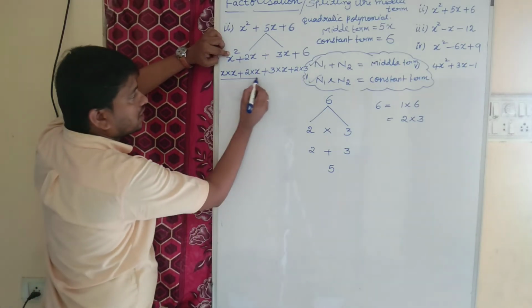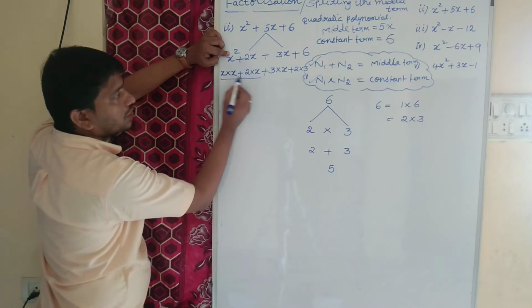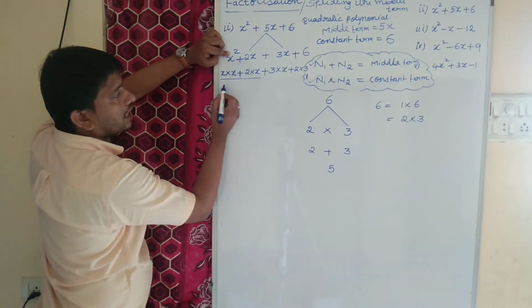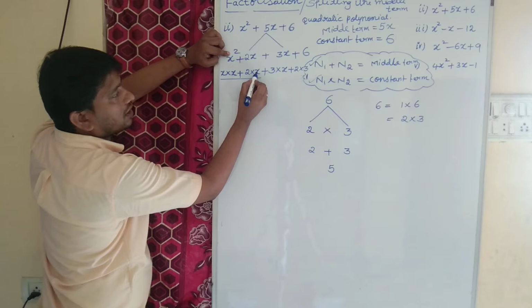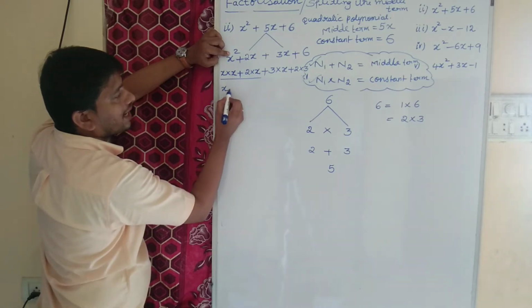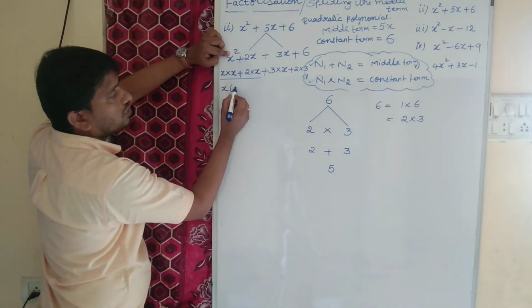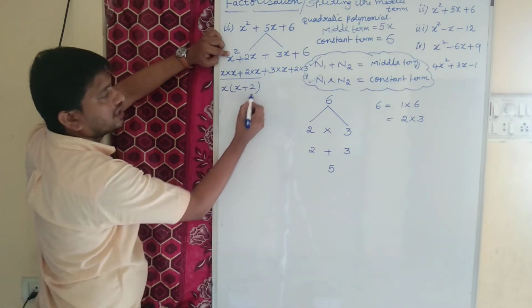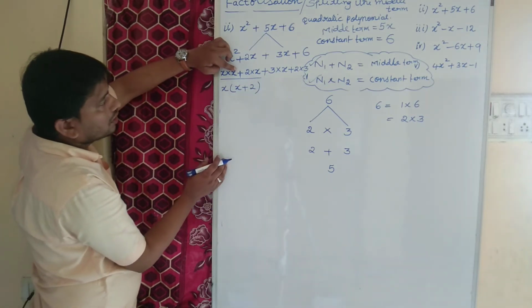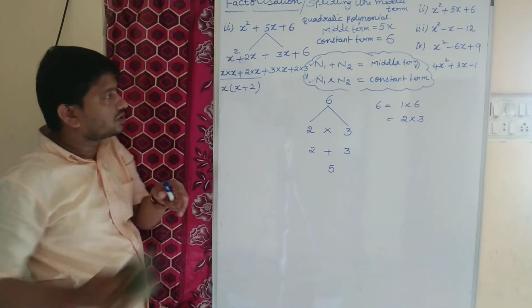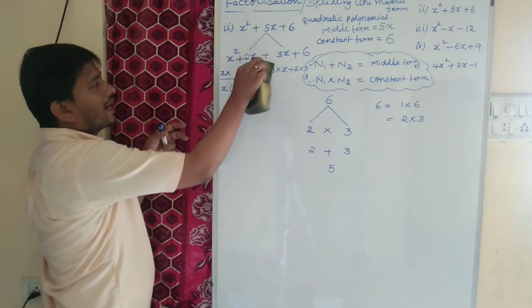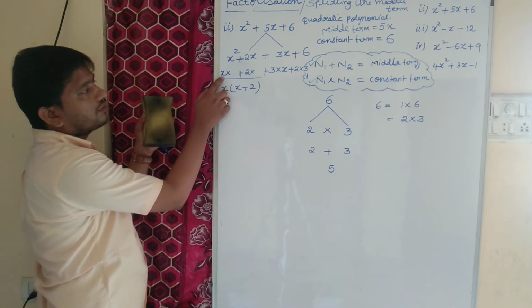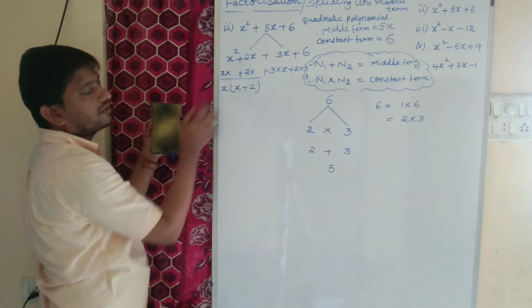Now, consider these two terms. Among these two terms, here also I have x, here also I have x. I can take x as common. So, here one more x is there and here we have 2. Is it clear, children? If we take x as common, what are the two terms left over here? One is x and other one is 2.